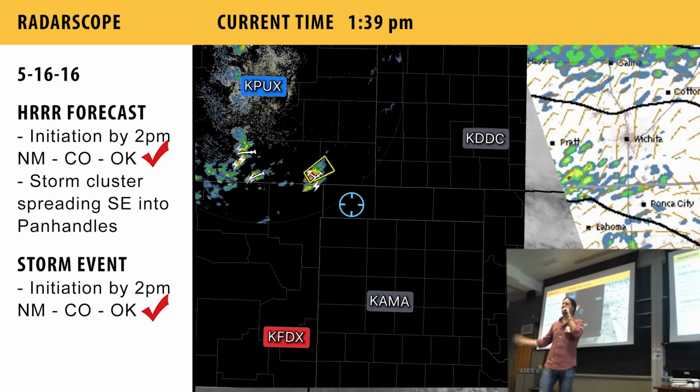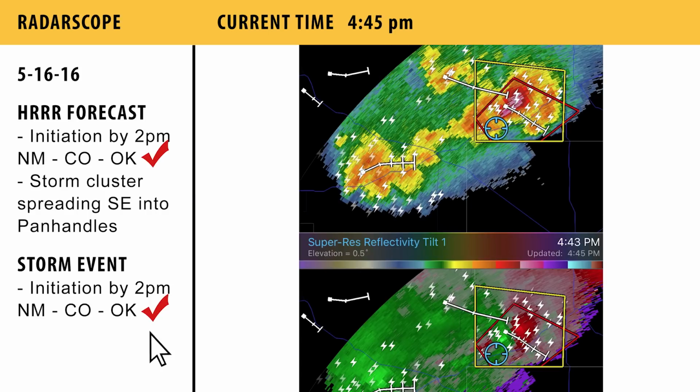1:39, boom. Look at that. Forecasted 14 hours out by the HRRR, cells on the Colorado, New Mexico, Oklahoma border. That's just mind-blowing to me that we can do this, which is why you're seeing bigger and bigger chaser convergences, by the way. So, yeah, we got our 2 p.m. initiation.